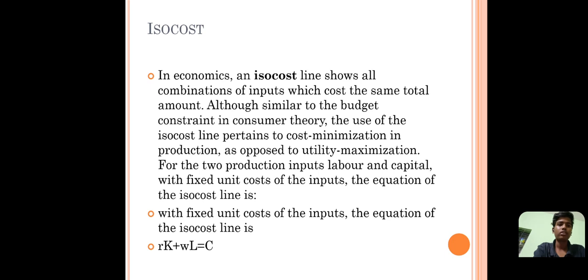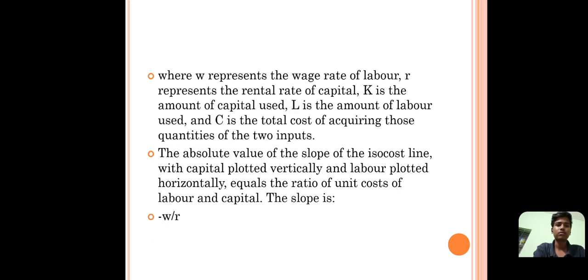The equation of the isocost line is Rk plus Wl equals C, where W represents the wage rate of labor, R represents the rental rate of capital, K is the amount of capital used, L is the amount of labor used, and C is the total cost of acquiring those quantities of those two inputs. The absolute value of the slope of the isocost line, with capital plotted vertically and labor plotted horizontally, equals the ratio of unit costs of labor and capital. Slope is minus W by R.